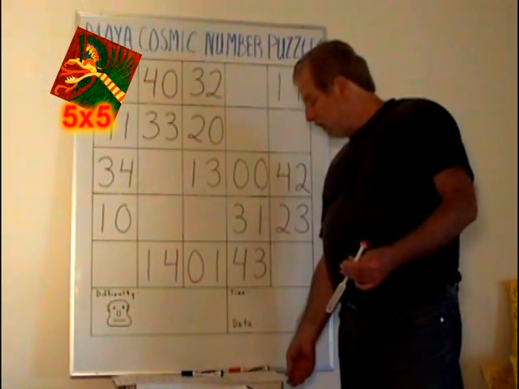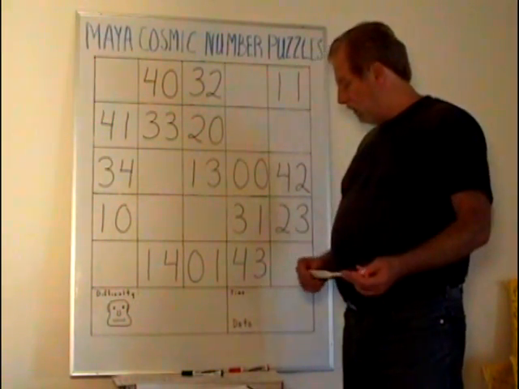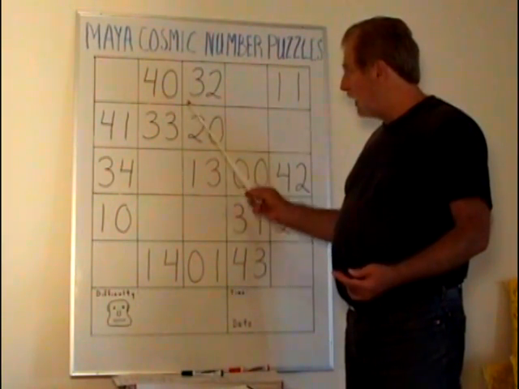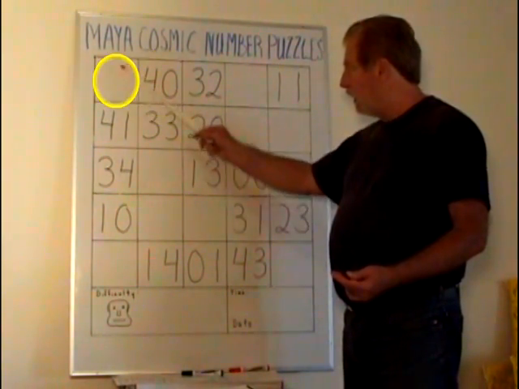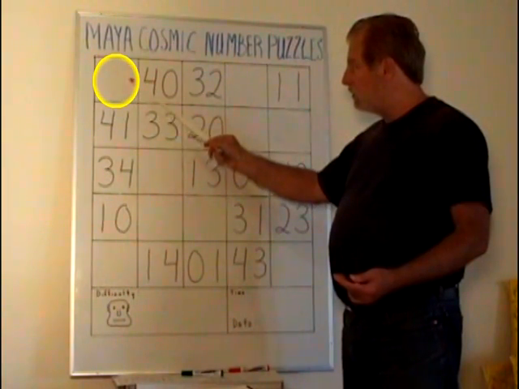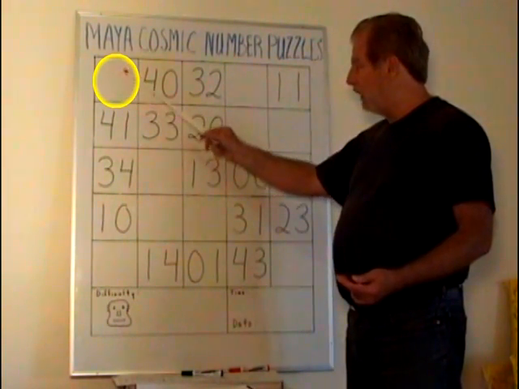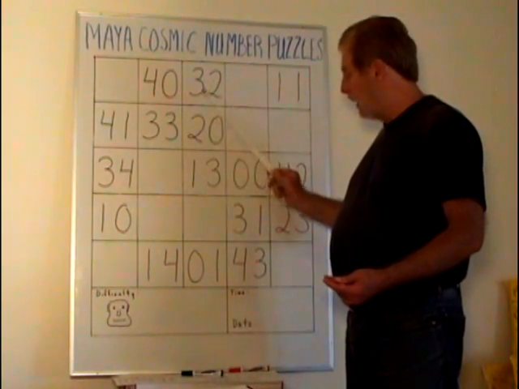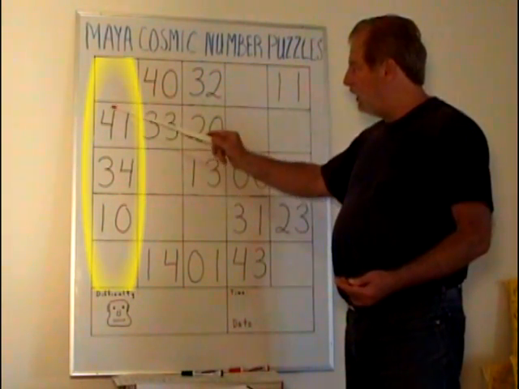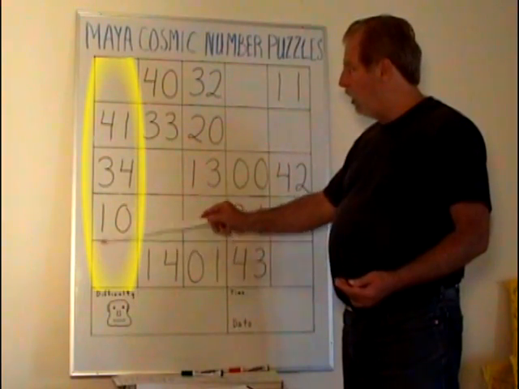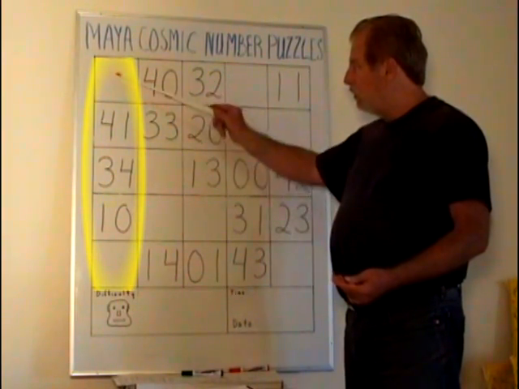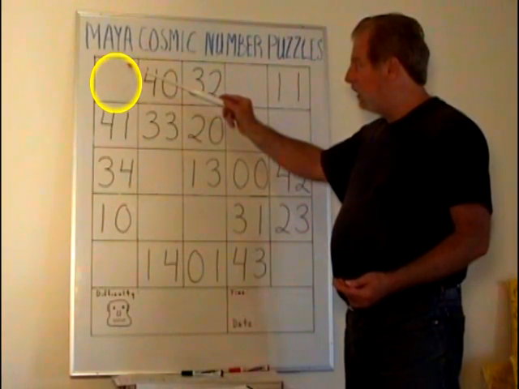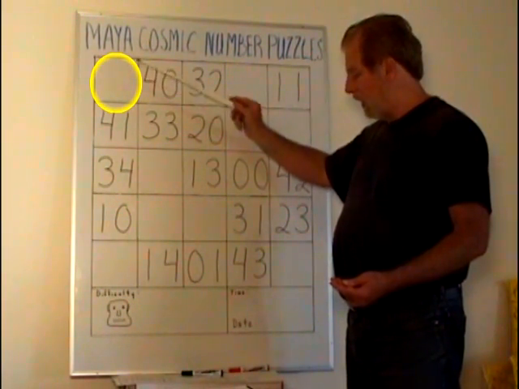To solve the Mayan Cosmic Number Puzzle, you must put a number from, in this case, 0 to 4 in a space that is blank. There are 2 numbers in each space, and within each row you will be completing the numbers on the left side, a number on the left side, and a number on the right side.